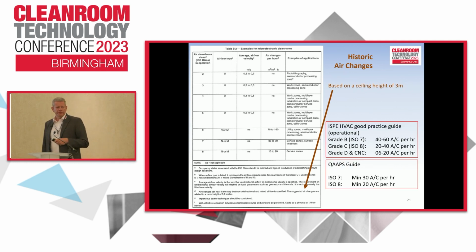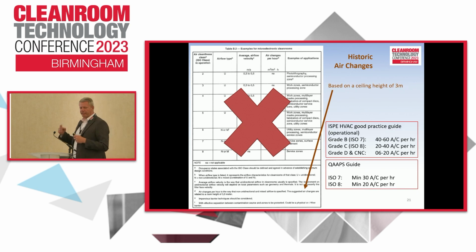And we've got some guidance. So ISPI gives us a guide, talks about ISO 7 areas, 40 to 60, ISO 8, 20 to 40. Co-ops, if people are in the NHS, you've got a minimum 30 for ISO 7, minimum 20 as air change rate guides. But that's really only talking about recovery. It's not talking about what you need for your area to remain clean.